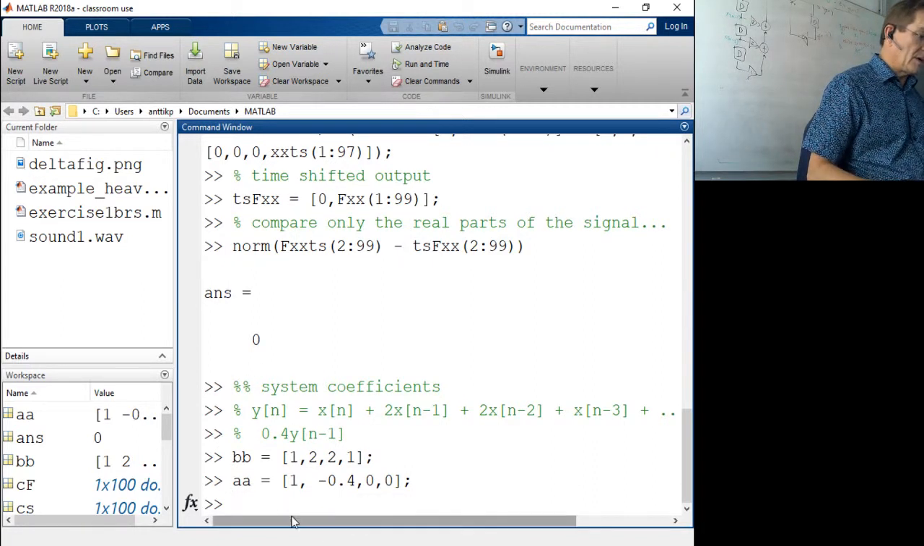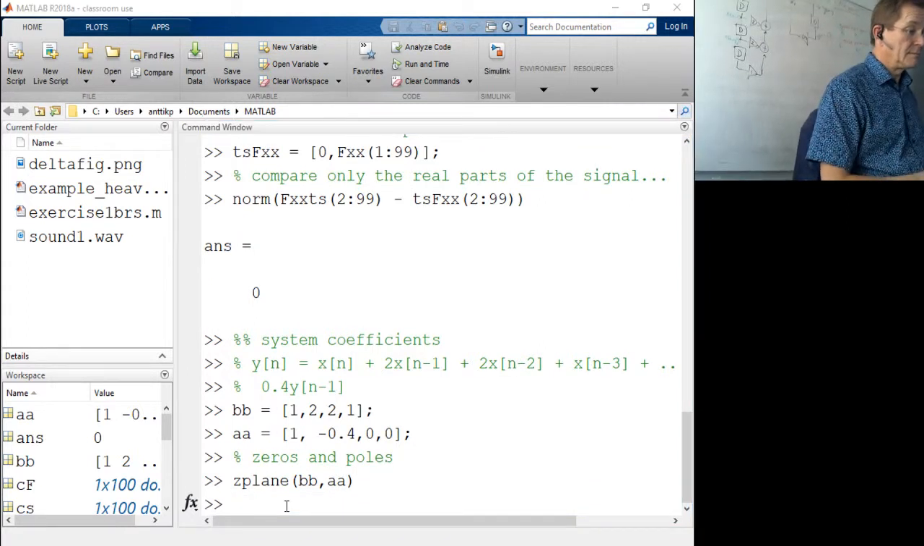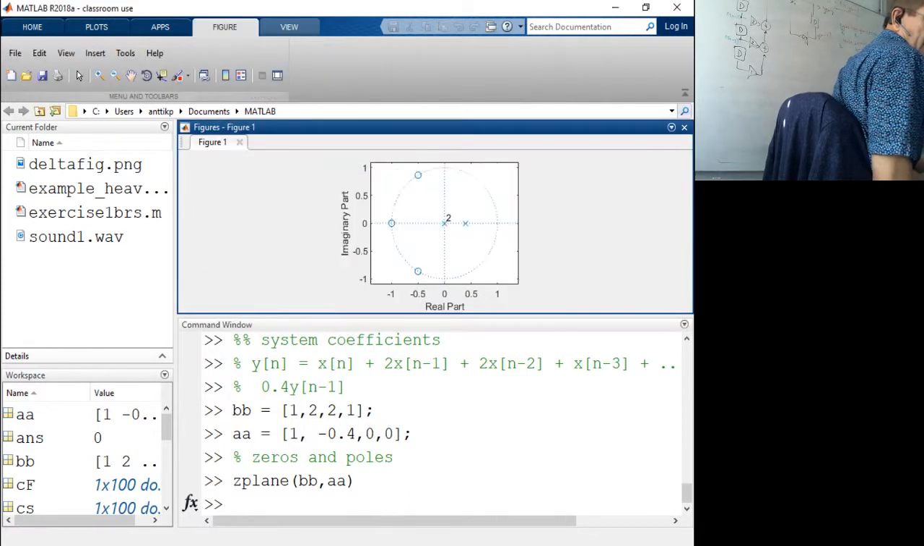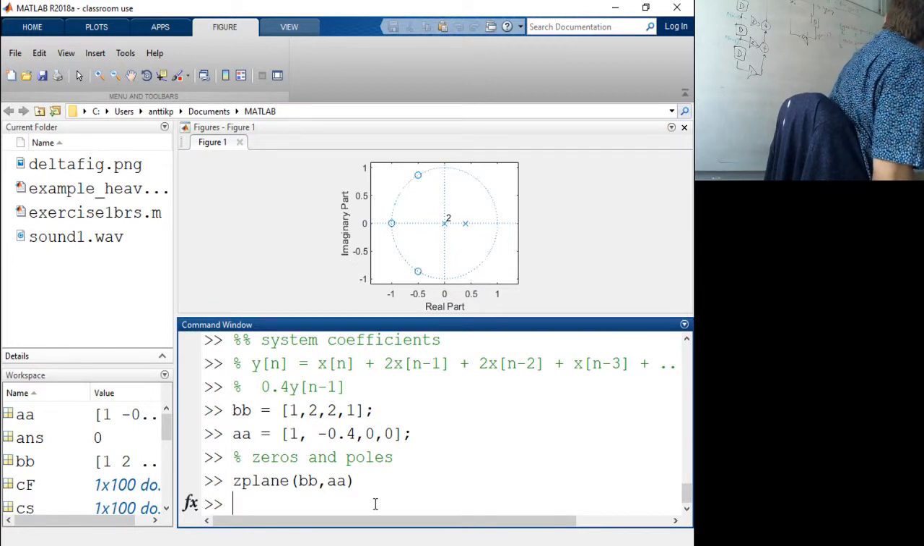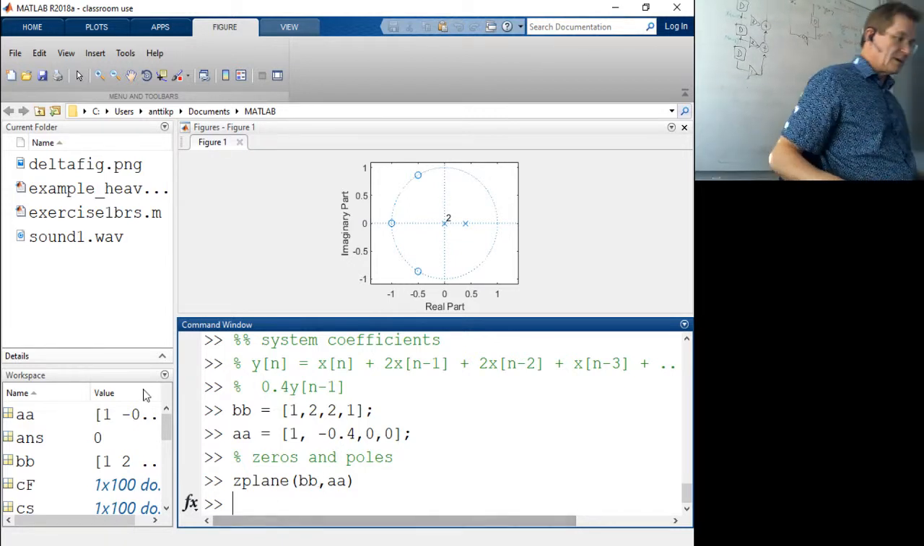Starting from, let's see, zeros and poles. Z-plane, BB AA. Sorry. Zeros and poles. Simply just Z-plane gives you zeros and poles. Frequency response. Wait a minute. Zeros and poles.